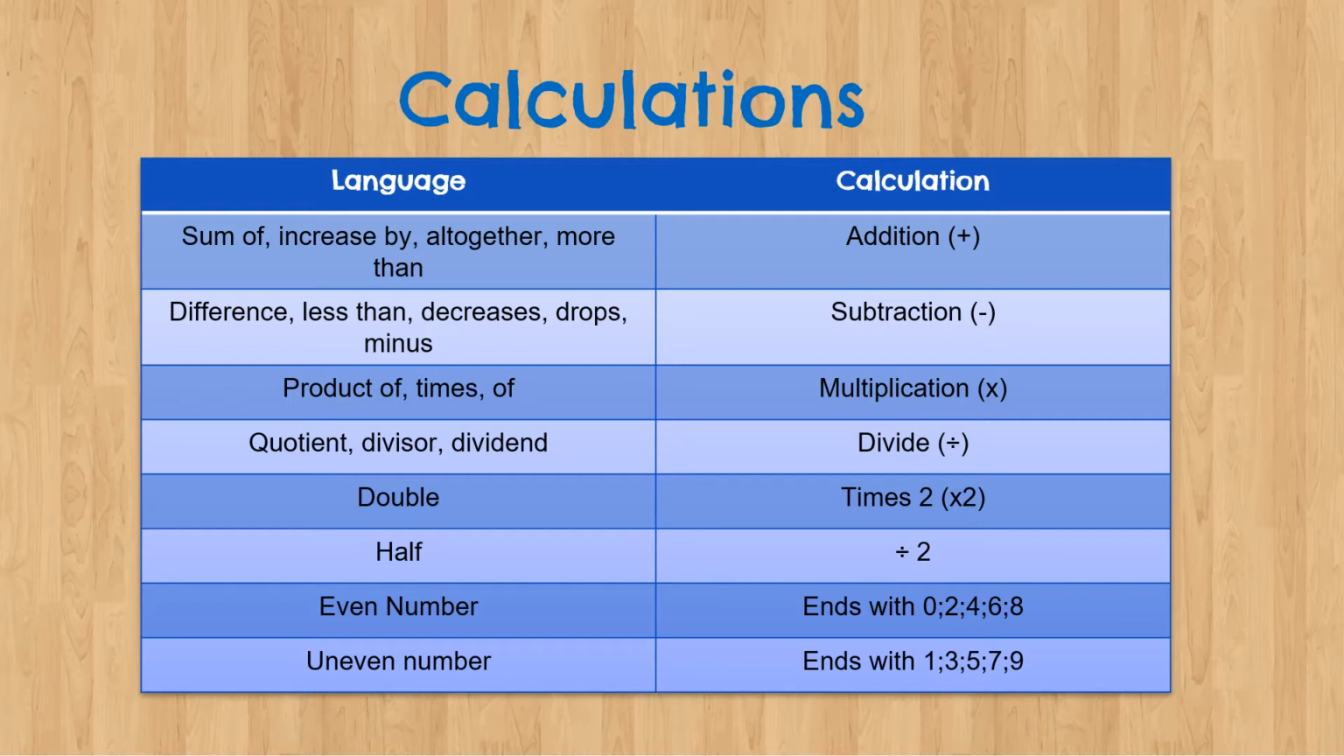Even numbers always end with 0, 2, 4, 6, and 8, and uneven numbers always end with 1, 3, 5, 7, and 9.